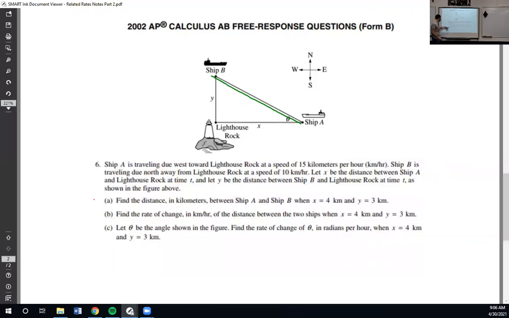Part C, since we are looking at theta and the rate of change of theta, you're going to need some trig on part C. And so figure out the trig relationship there and see what you can do with that. So parts A and B should be fairly easy. Part C is a little more complicated. It involves some trig. So those are my hints to you on those.